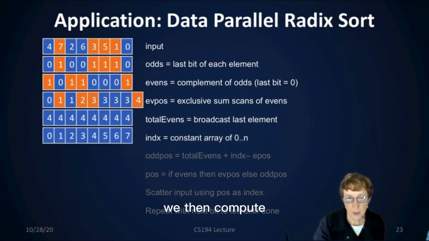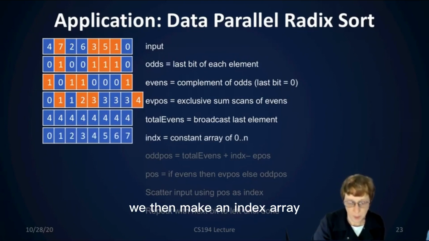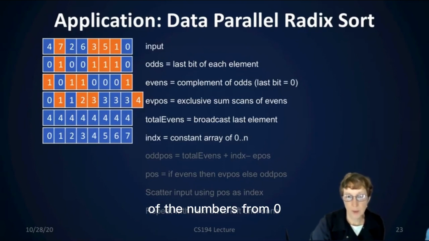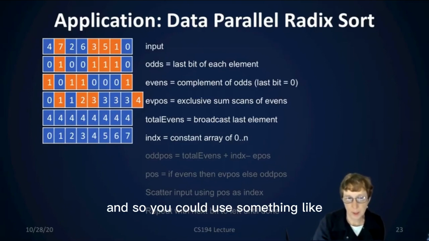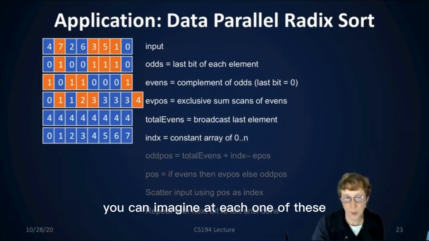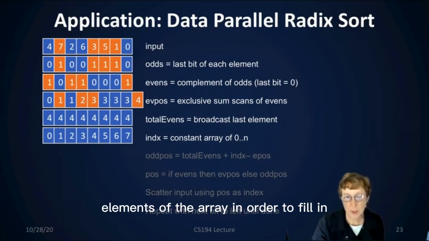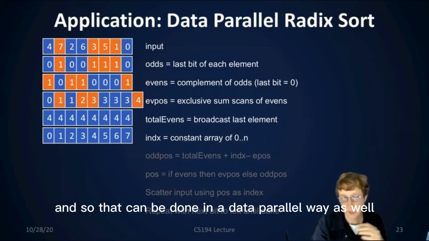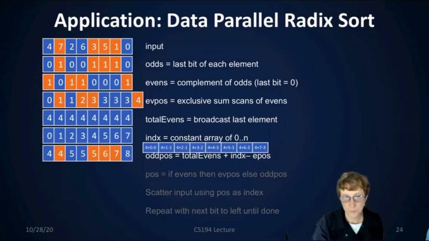We then make an index array. And an index array is just an array of the numbers from 0 to n in order. So these are just constants. And so you could use something like your thread ID. You can imagine at each one of these elements of the array in order to fill in a value, which is the value of that ID. And so that can be done in a data parallel way as well.